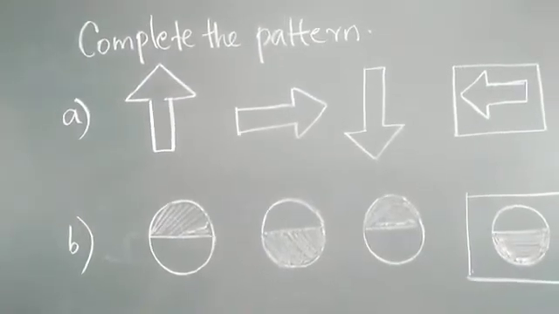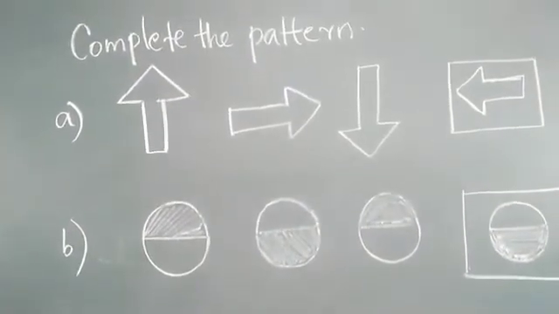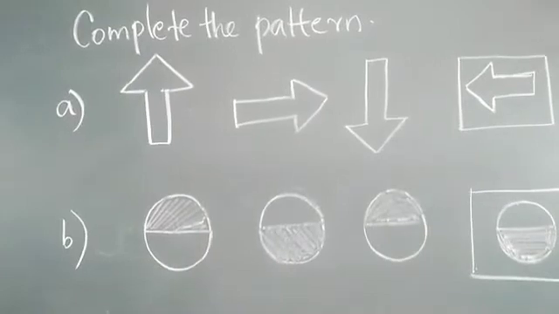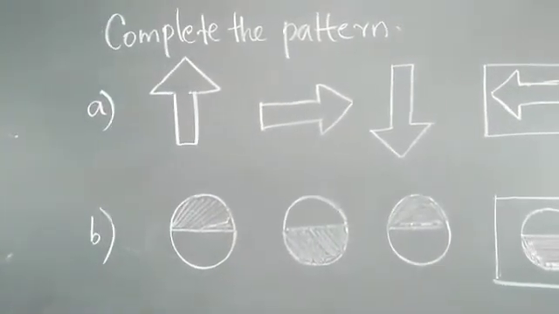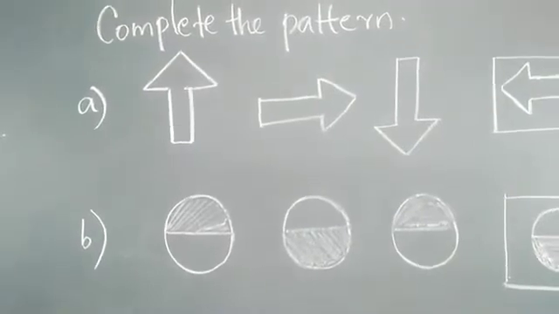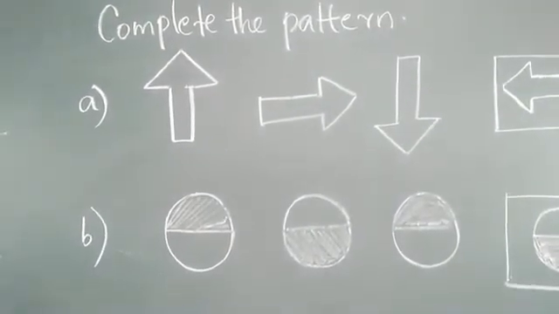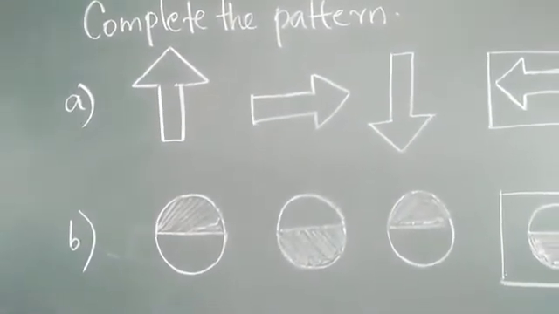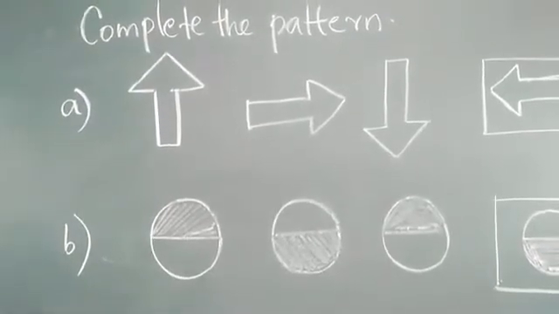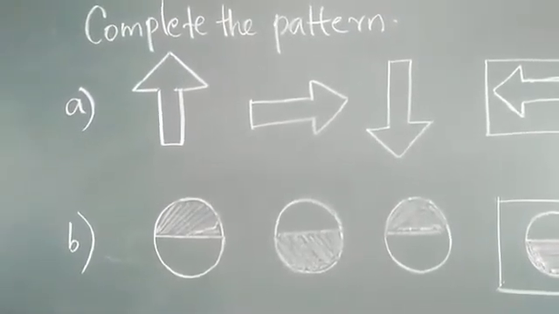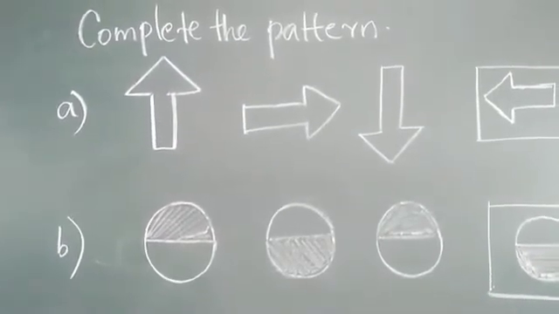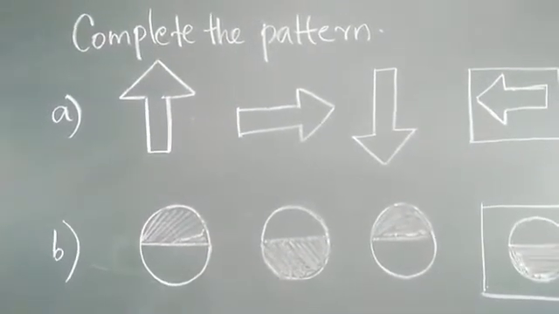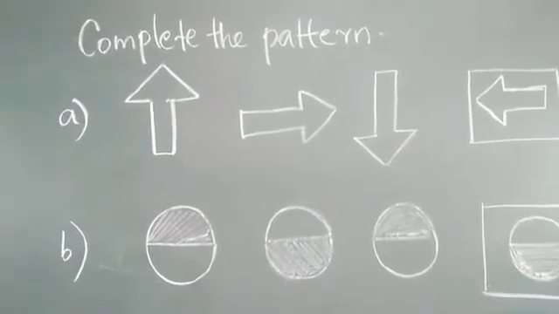We can do the exercise, complete the pattern. So you can see 3 figures there, and the 4th one we have to complete. How are the figures changing there? The first arrow is turning 1/4. Then you will get the second arrow. The next one is again turning 1/4, or a quarter turn.